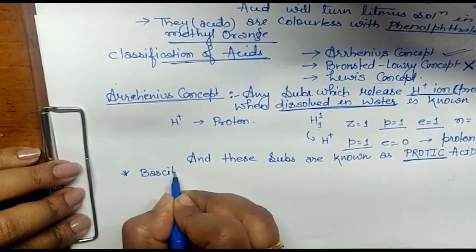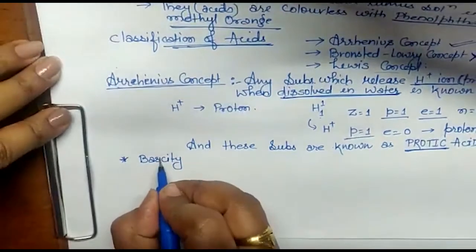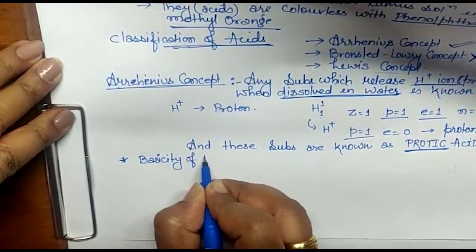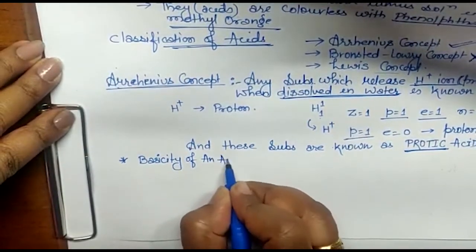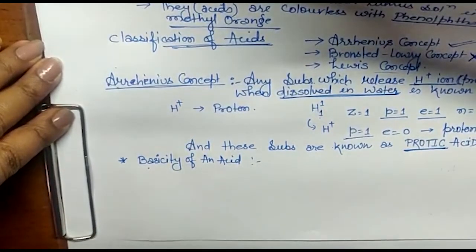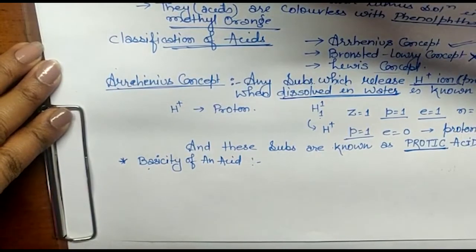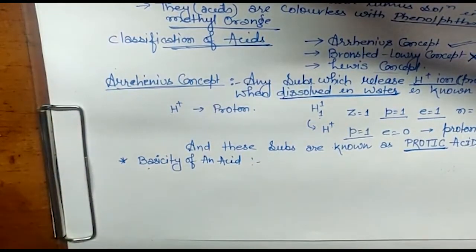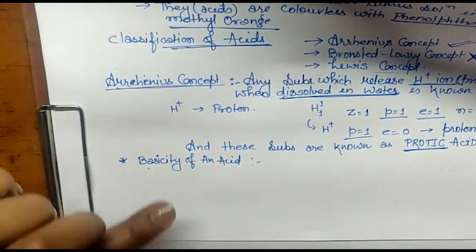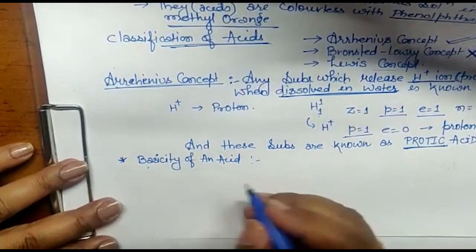See, this concept is a little different. Basicity of an acid. Whenever we talk about the acid, it has basicity, and whenever we talk about a base, it will have acidity, just opposite. Got it? Acidity will be for base and basicity is for acid. So how can you define this basicity of an acid?